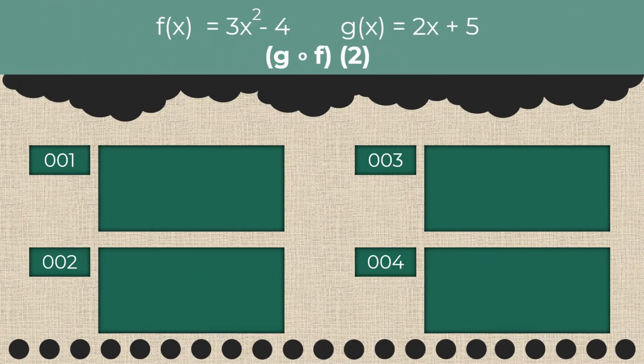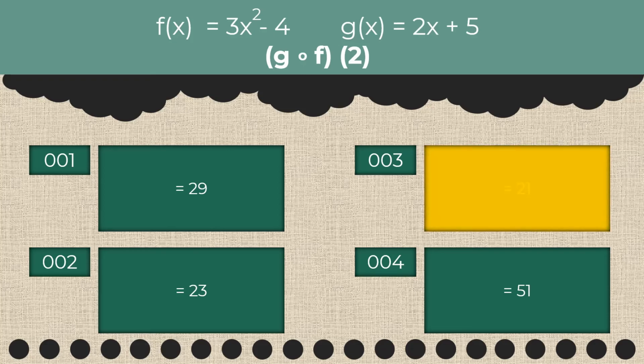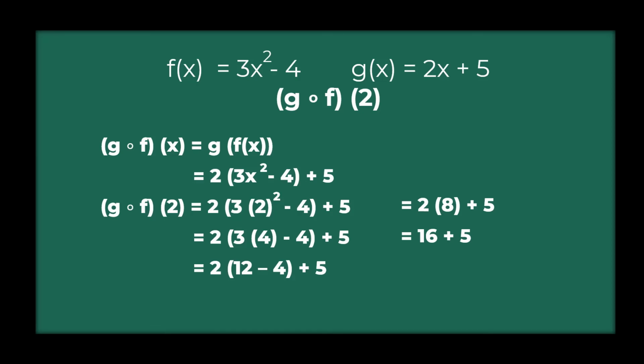The last question. Find g composite f of 2 of the functions f of x is equal to 3x squared minus 4 and g of x is equal to 2x plus 5. 5, 4, 3, 2, 1. Time is up. And the correct answer is number 3. Here is the solution.